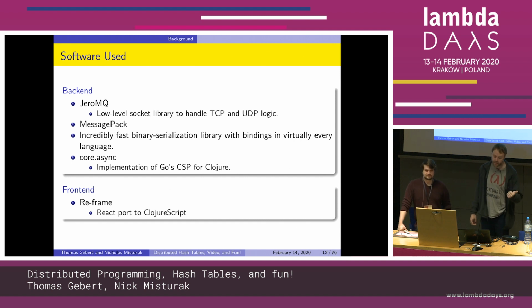We use something called MessagePack, which is a binary serialization format similar to protocol buffers, if you've ever used that, but it's a lot simpler. It's kind of like JSON almost, but binary. And core.async, which as mentioned is the Go style CSP for Clojure, held together with macros and praying. For the front end, we used something called Re-frame, which is sort of a port or reinterpretation of React for ClojureScript. And to those who don't know, ClojureScript is Clojure that compiles to JavaScript.